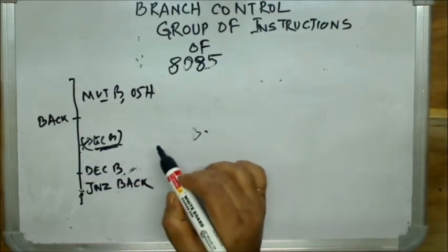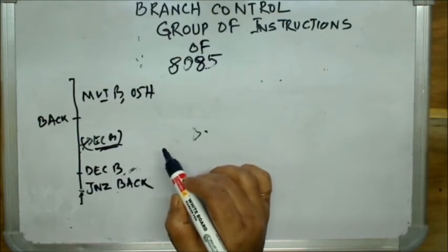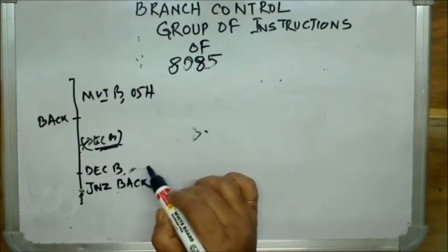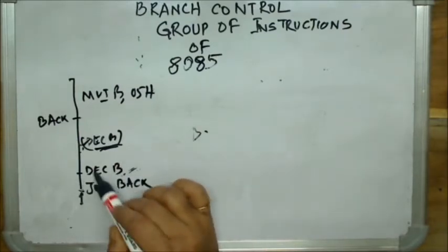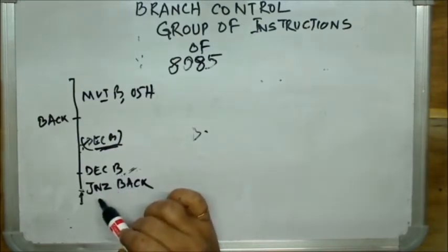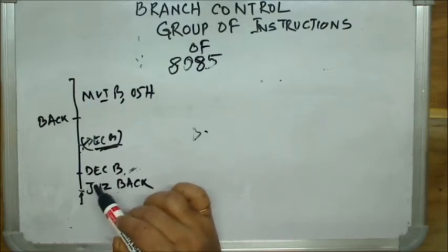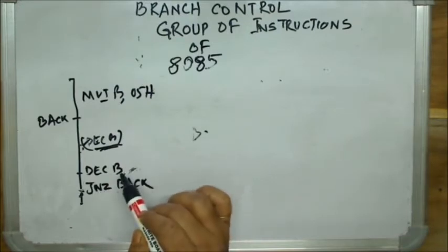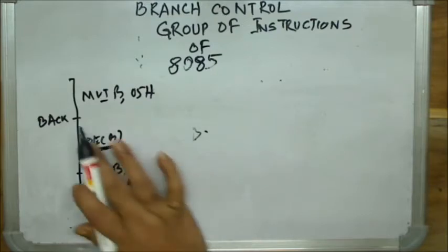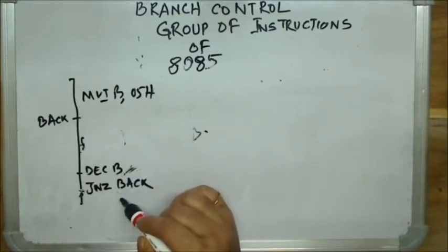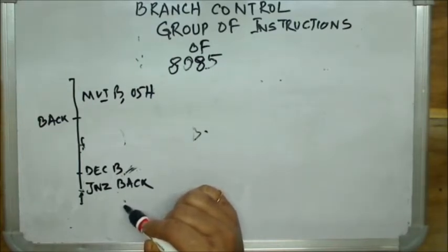Then JNZ will not see the effect of DECB. It will see the effect of some other instruction, and based on that the loop will have some random result. So the idea is, in between decrementing the count and JNZ, there should ideally be no instruction at all.